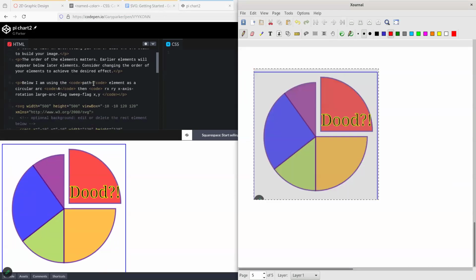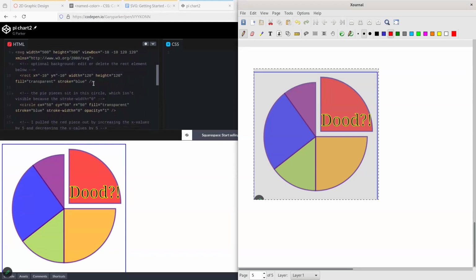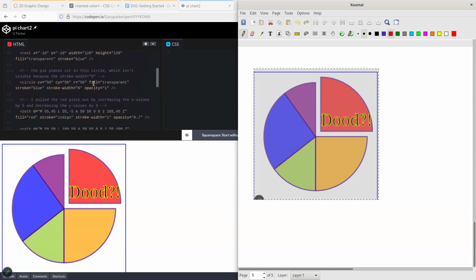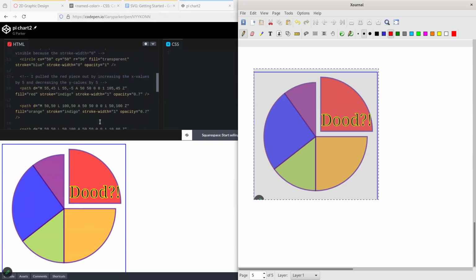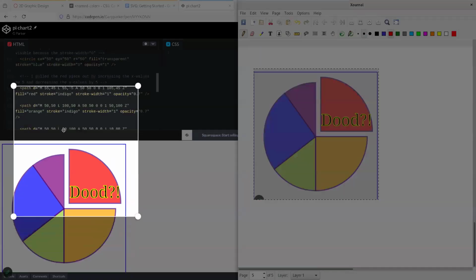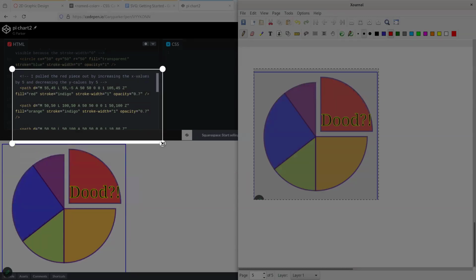And then let's see. I want the red filled piece of pie. Okay, so here I make a note. I pulled the red piece out, and this one has red. Okay, so that's the one I'm playing with there, versus this one has an orange, is the one below. So I'm going to play with those two here. Screenshot the code. So I'm going to compare these two paths and then change them.